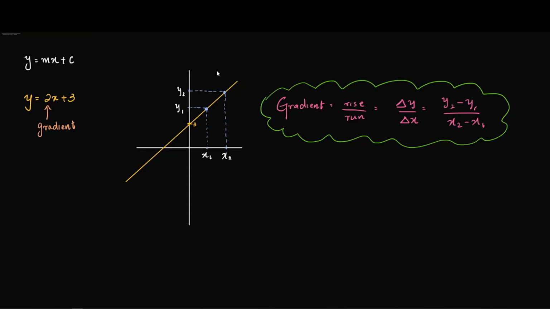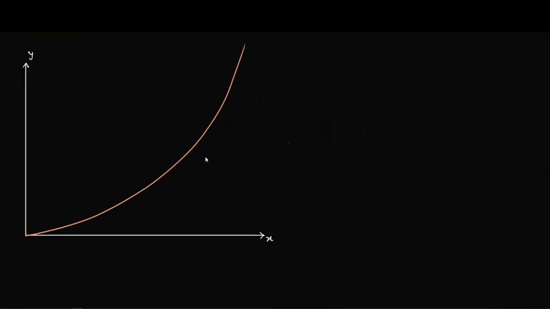However, the problem now is to find the gradient of a graph that is curved, that is not really a straight line. When the graph is curved, we are not able to do the same thing we did for a straight line graph. Let's have a look at a curved graph. Now let's take this curve as an example. Let's take a point x1 here and then x2 here.